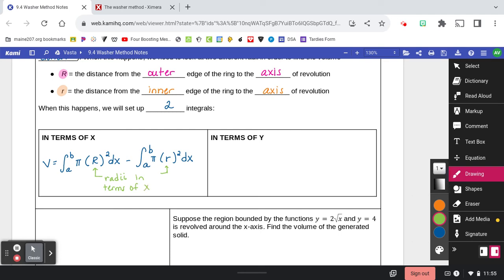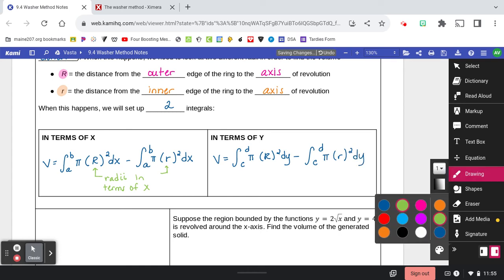Because if we are rotating around the x-axis or anything else horizontal, we're going to do everything in terms of x. If we want to find the volume of a solid that was created and we need to do that in terms of y, we would do the integral from c to d, because we would be using the y values of the interval now, of pi times big R squared dy minus the integral from c to d of pi times little r squared dy. And again, we need to make sure that both of these radii are represented in terms of y.